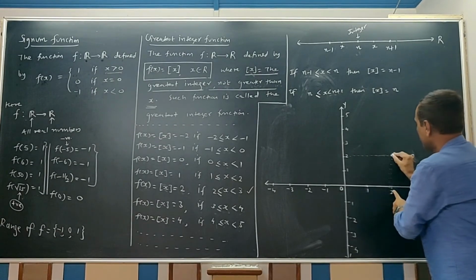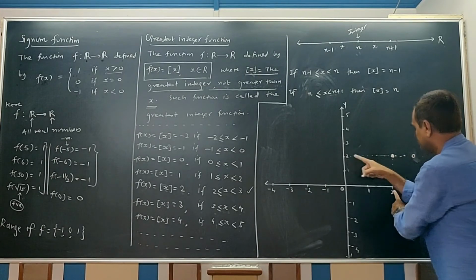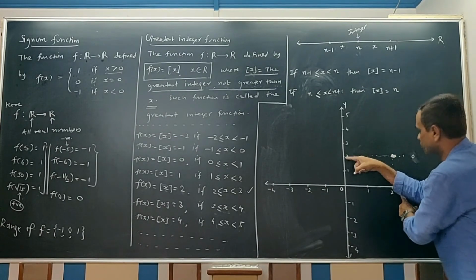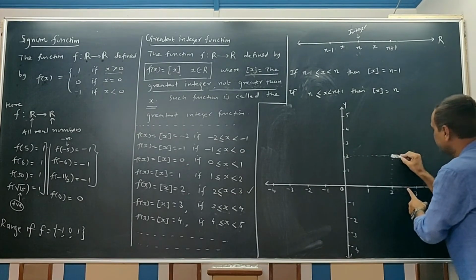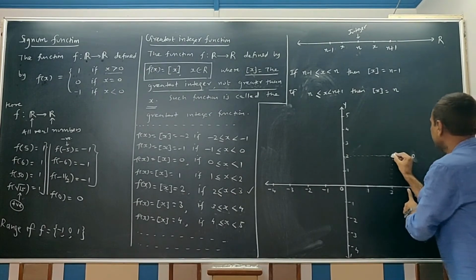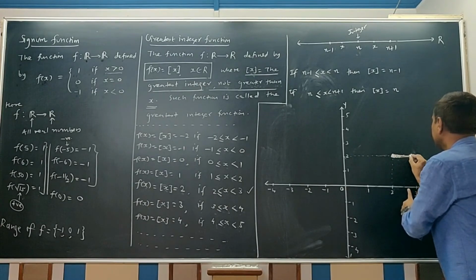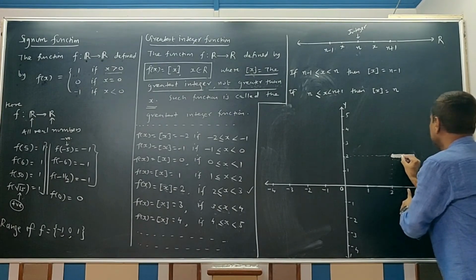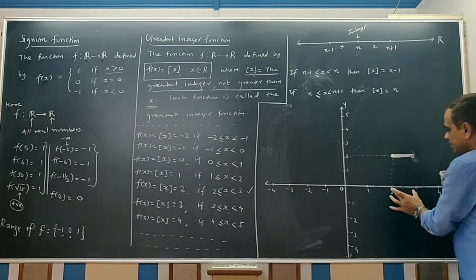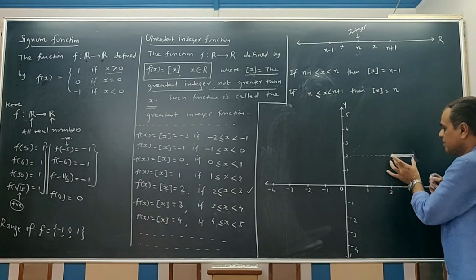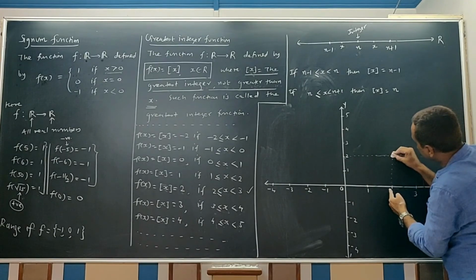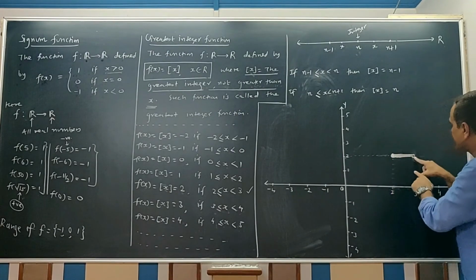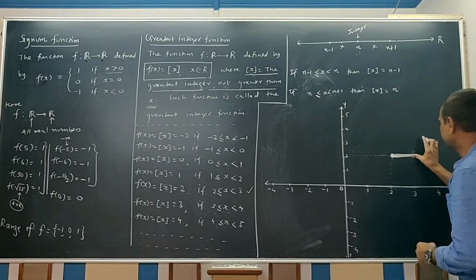So for x equal to 2, its image is 2. Image of 2.1 is 2. Image of 2.2 is 2. Image of 2.3 is 2. Continuing this procedure, the image of all the numbers in this part is 2. So here this point is included, but this point is excluded. Here this is deleted.